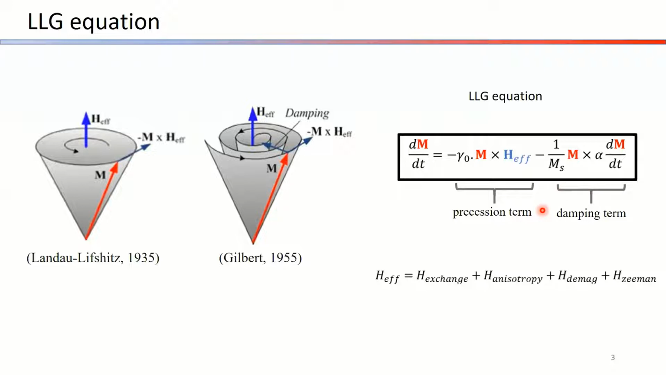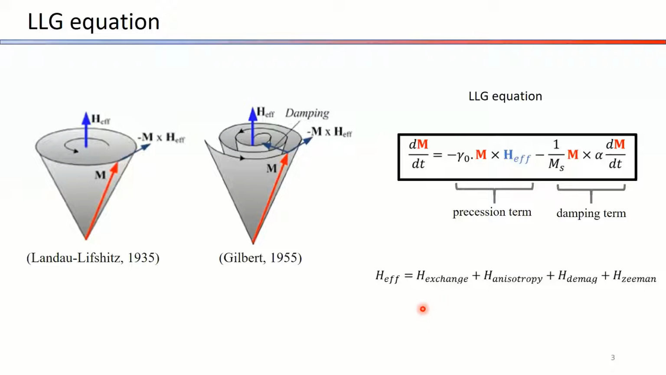And for extrinsic damping, it could be a contribution from the inhomogeneities. So here you may see the effective field, or the Hamiltonian, which consists of the exchange interaction, anisotropy interaction, demagnetization interaction, and also the Zeeman. Here, the exchange energy is the energy that tries to align neighboring atoms. So the exchange interaction between the spins of two atomic moments is responsible for the magnetic order.